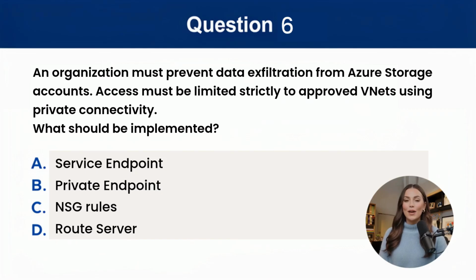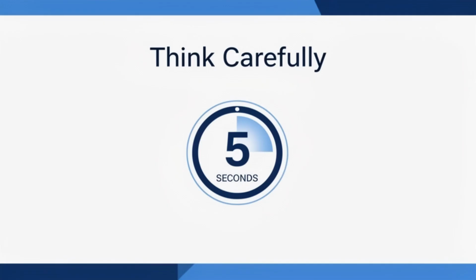Question 6. An organization must prevent data exfiltration from Azure storage accounts. Access must be limited strictly to approved VNets using private connectivity. What should be implemented? A. Service Endpoint. B. Private Endpoint. C. NSG rules. D. Route server. Pause and think about the best option.